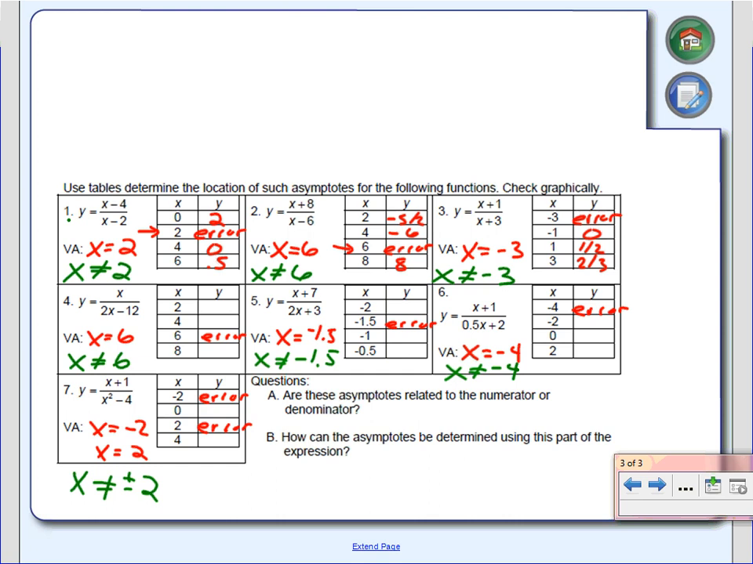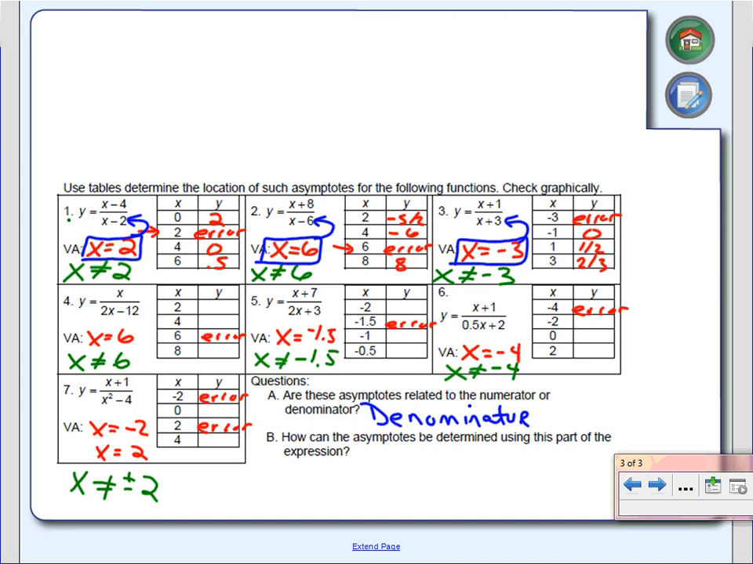All right, so if we look over here, A says, are these asymptotes related to the numerator or the denominator? I think we talked about this the other day. If you look at these vertical asymptotes that we came up with, notice how there's a relationship between those vertical asymptotes and the denominator. What did we say about that the other day? What did we notice? They're opposites. Okay, so we're going to take a closer look at that in a minute. But right here it says, are these asymptotes related to the numerator or the denominator? Well, as you can see here, it's the denominator. That's where the relationship occurs.